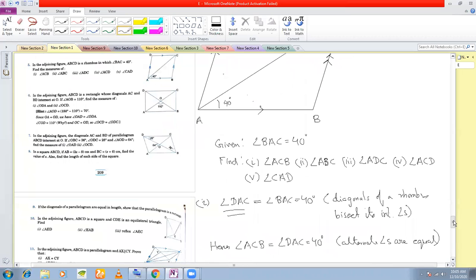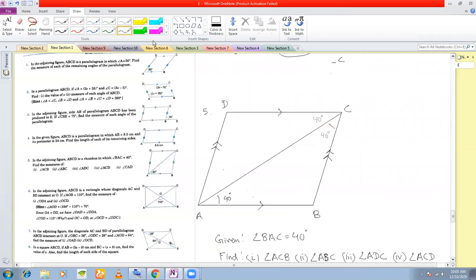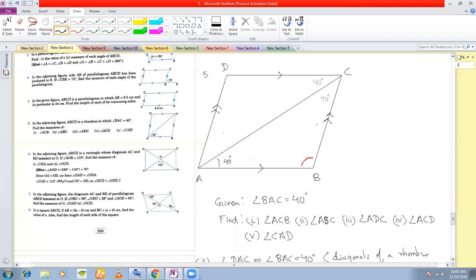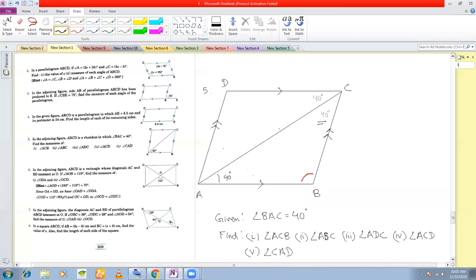The next question here is find angle ABC. So now our question is ABC. Which angle is ABC? This angle is ABC. Okay, so how to find out this angle? This is very easy because you have 40 degrees here. This is a triangle here. In this triangle, you know two angles, so you can find out the third angle, right?